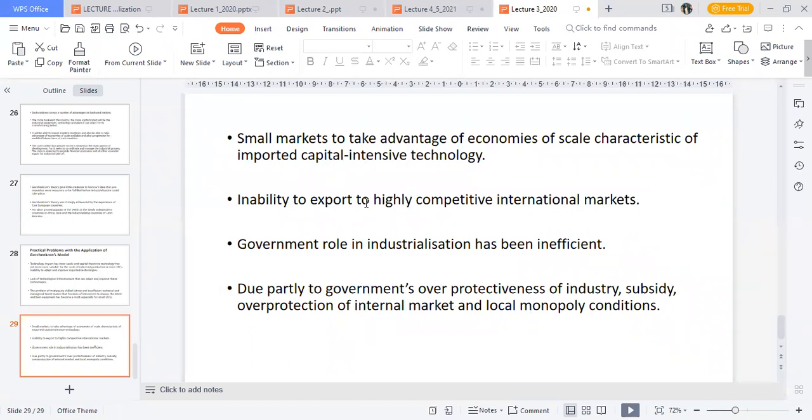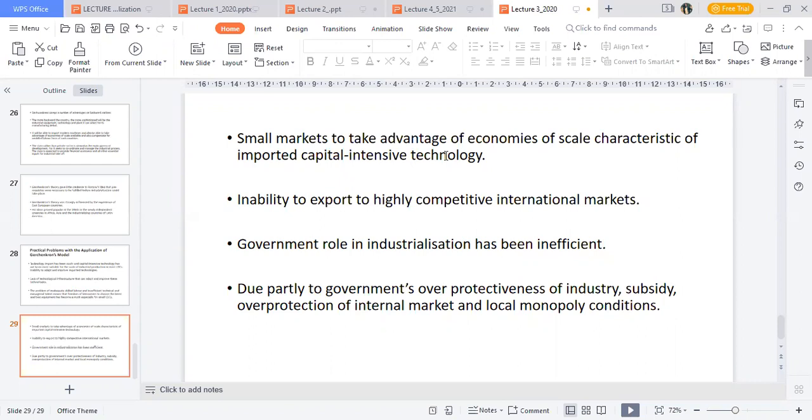Inability to export to highly competitive international markets is another problem. Government's role in industrialization has been inefficient. The government does not provide enough funds, due partly to government overprotectiveness of industry, subsidies, overprotection of internal markets, and local monopoly conditions. And I forgot to say this one: small markets cannot take advantage of economies of scale, a characteristic of imported capital intensive technology.